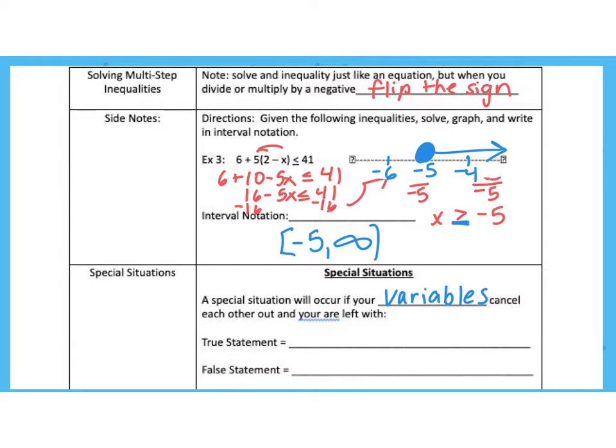Special situations will occur if your variables cancel each other out, and you're just left with either a true statement or a false statement. Okay? A true statement is going to leave you with all real numbers, which this is the symbol for it. It's just a capital R with an extra line through it. Hopefully you've seen that before. A false statement is going to leave you with a no solution, which looks like this. Just a letter O with a line through it.